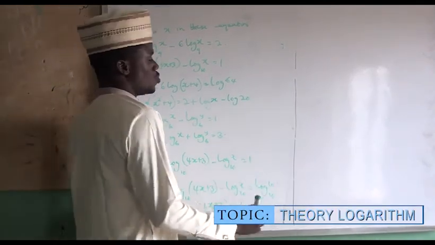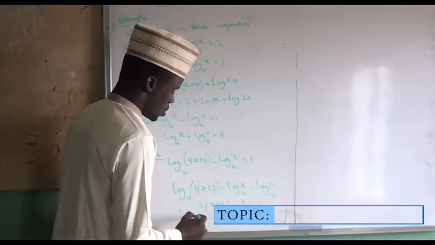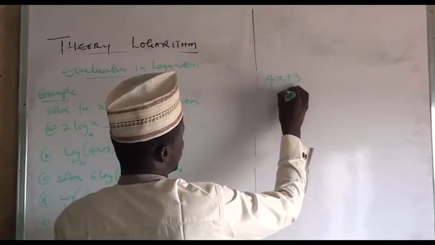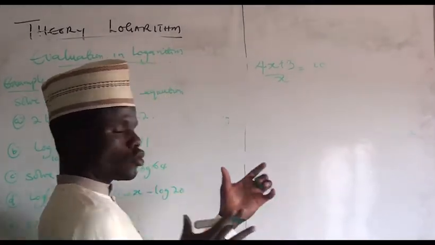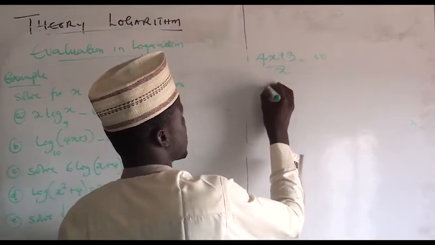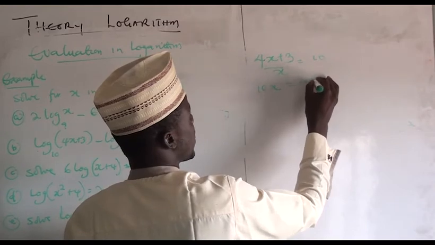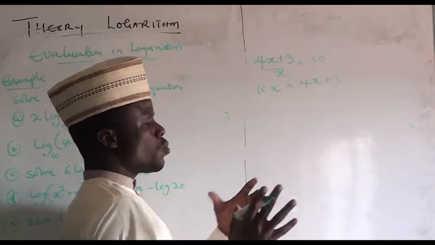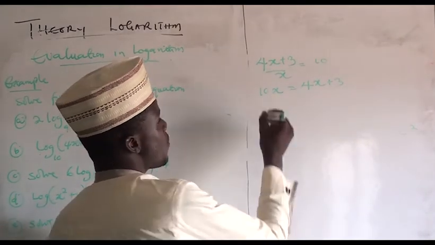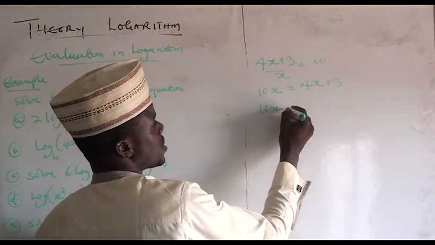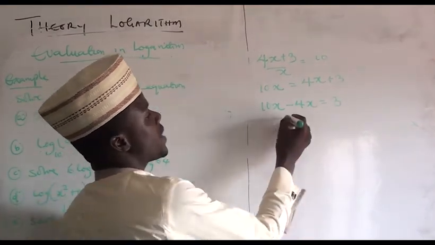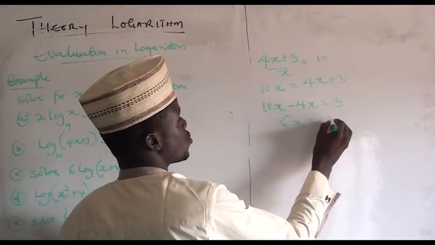So here we can now dissolve the bases. The logs go with logs. So here we have 4x plus 3 all over x is equals to 10. So we now cross multiply. So when we cross multiply, here is going to be 10 times x as 10x. This is equals to 4x plus 3. So now when we have 10x is equals to 4x plus 3, then we collect like terms. So here we have 10x, then this is minus 4x is equals to 3. So 10x minus 4x, we have 6x, which is equals to 3.